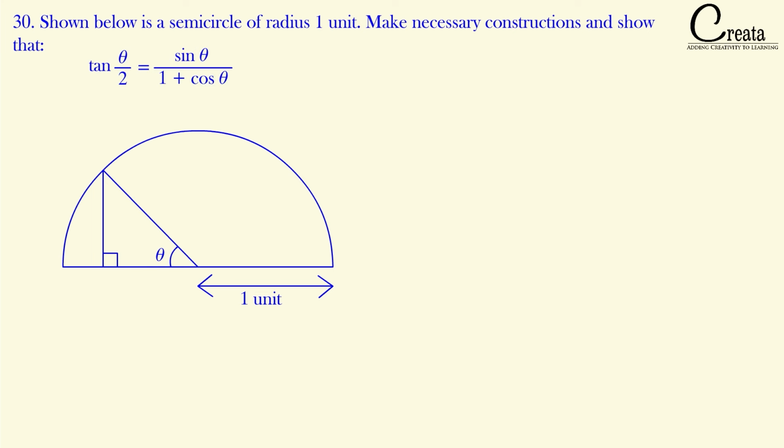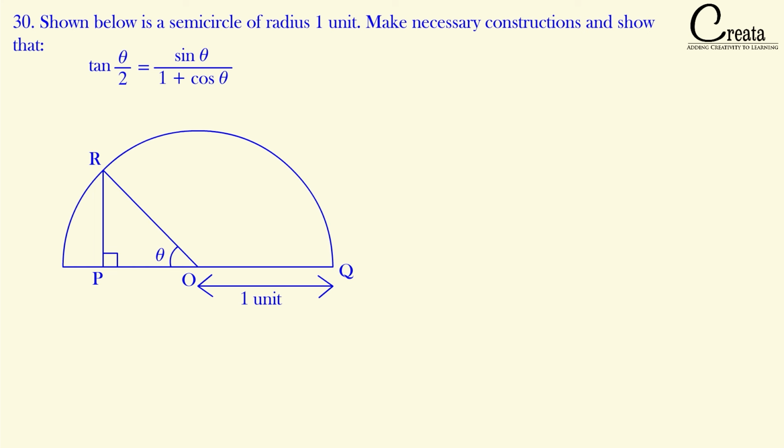So let's approach the question. Firstly, let's give names to the various points as P, Q, R and O. O is the center of the circle. Here the trigonometric ratios that are coming into the picture are sin theta, cos theta and tan theta by 2. Do not worry about theta by 2. It is just the notation of an angle, half of the angle theta.